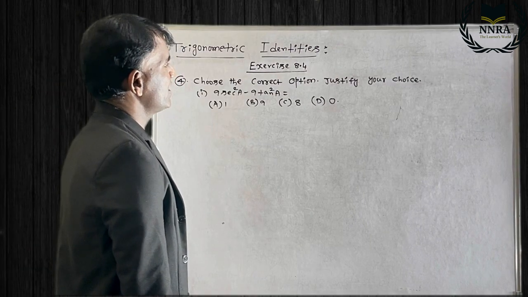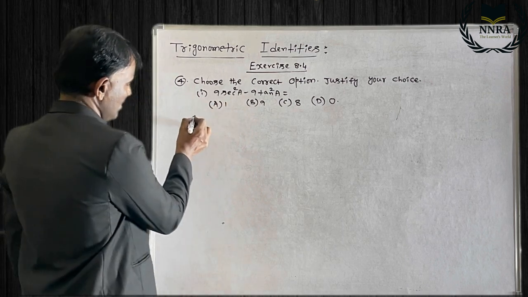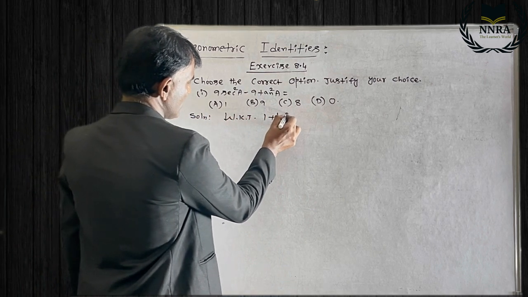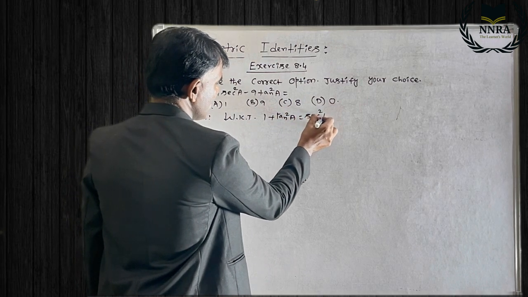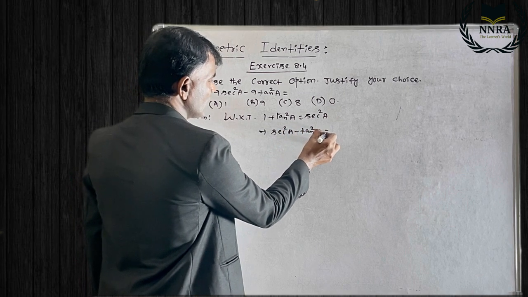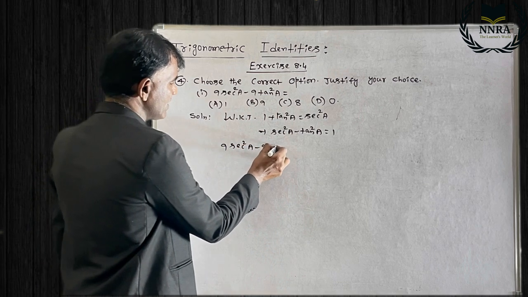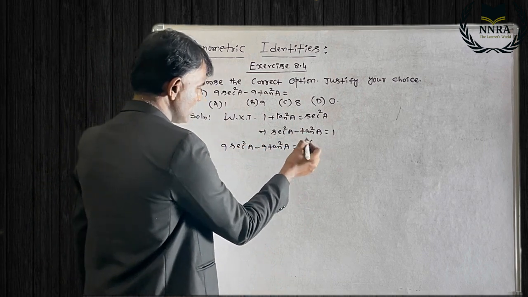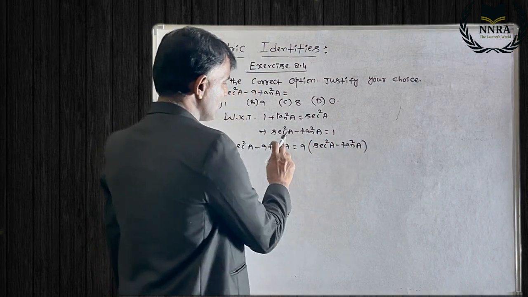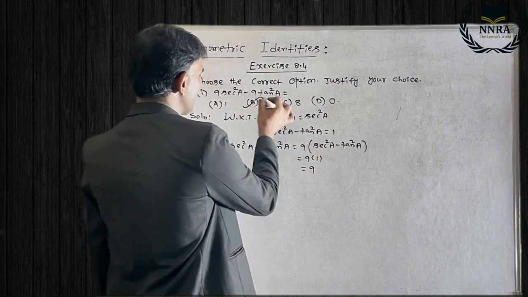This is the fourth question. Choose the correct option. Justify your choice. In that, the first one is 9 secant square a minus 9 tan square a. Now this is the standard formula. We know that 1 plus tan square a equal to secant square a. And from this we get secant square a minus tan square a is equal to 1. And what is the value here? 9 secant square a minus 9 tan square a. In this 9 is common. What is the remaining value? Secant square a minus tan square a. Now what is the value of secant square a minus tan square a? That is 1. So 9 into 1 equal to 9. So that answer is B.